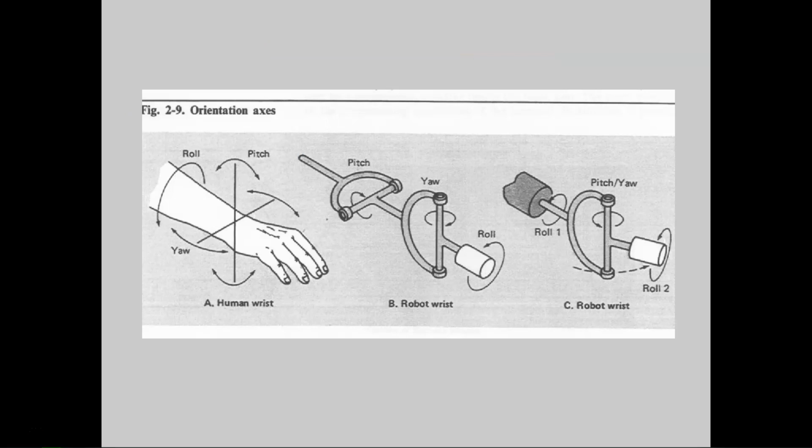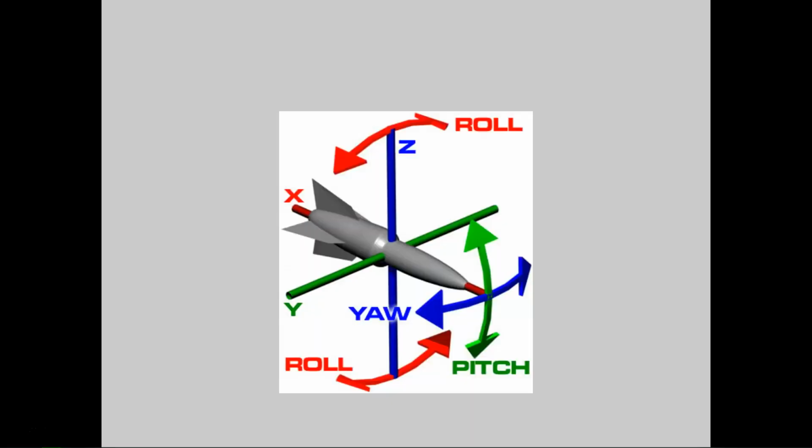So the orientations are all in the wrist. The positionals are all in the shoulder and elbow. You have what are called pitch, roll, and yaw. So a 3D plane to move things through was originally created by aeronautics.